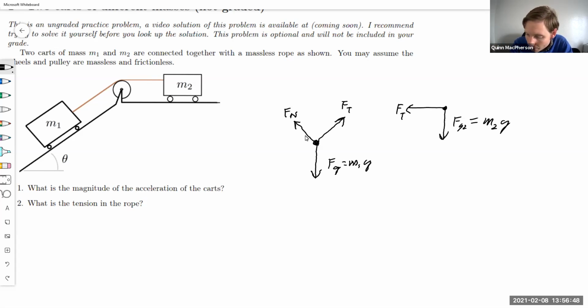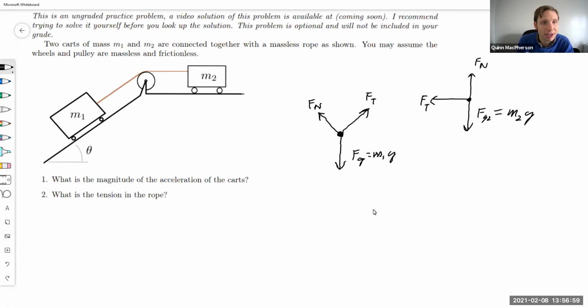And then finally, force normal. Okie dokie. I think that's all the forces. There is no friction. If there were friction, we'd have to add friction to this, but there is no friction, so that's that. Okie dokie.